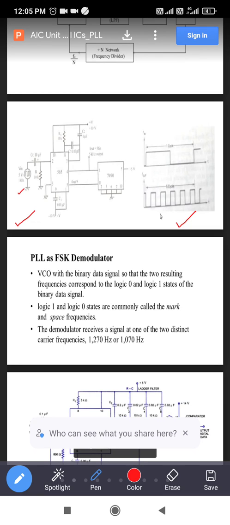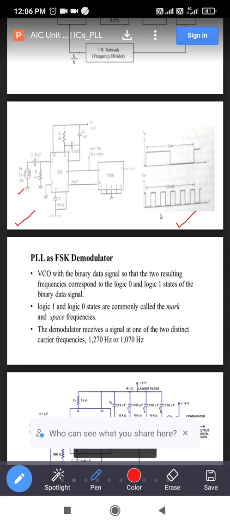So if you are using a divided by 10 network, that is a decade counter, if you are using mod 10, then you can get 10 kilohertz. Suppose you want 100 kilohertz, then you need mod 100. Are you getting my point? So like this you can generate any frequency by using the PLL in a frequency multiplier circuit. So this is the important application of PLL IC 565.